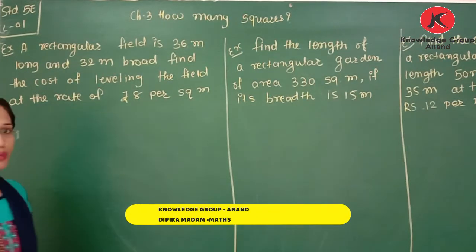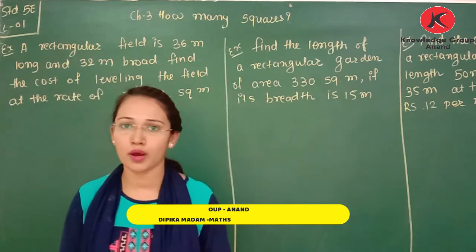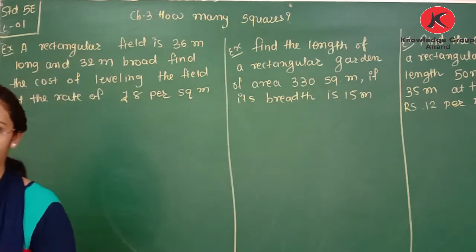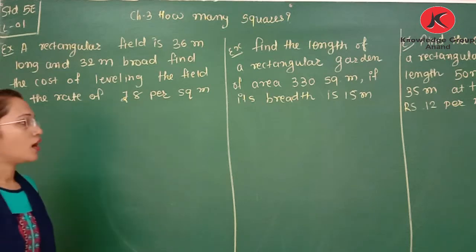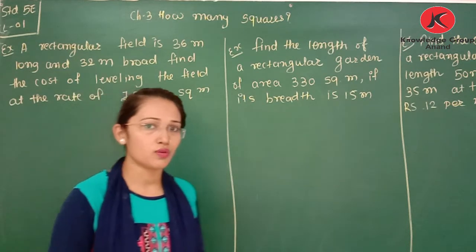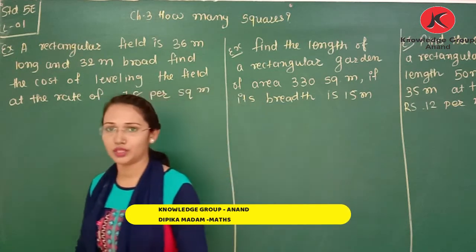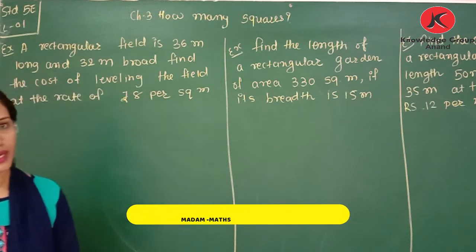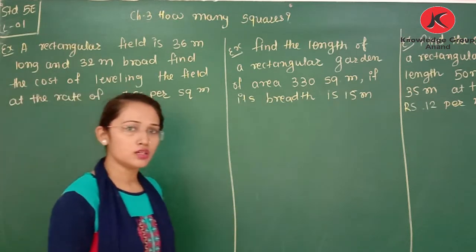Welcome back, friends. Previously we solved some word problems in this chapter, Chapter number 3. Today again we will solve some extra questions of Chapter 3, in which you need to find the area and perimeter of a rectangle or square.